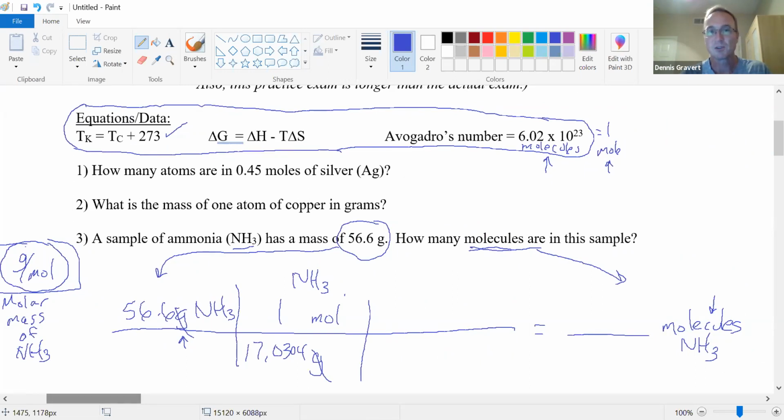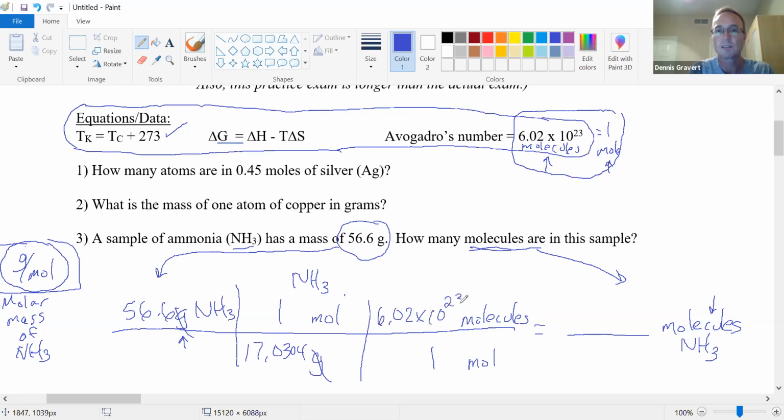But we're trying to get the molecules. We're in moles, so now we want to cancel out the moles and change them into molecules. Well, that's Avogadro's number. That's the conversion factor we need now. In 1 mole, there are 6.02 times 10 to the 23rd molecules. And the moles cancel out.